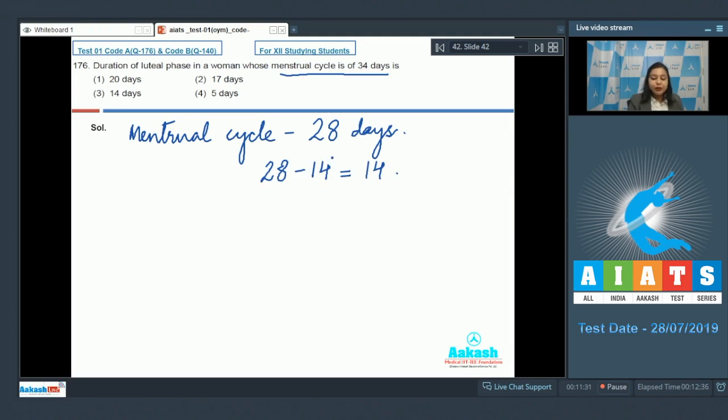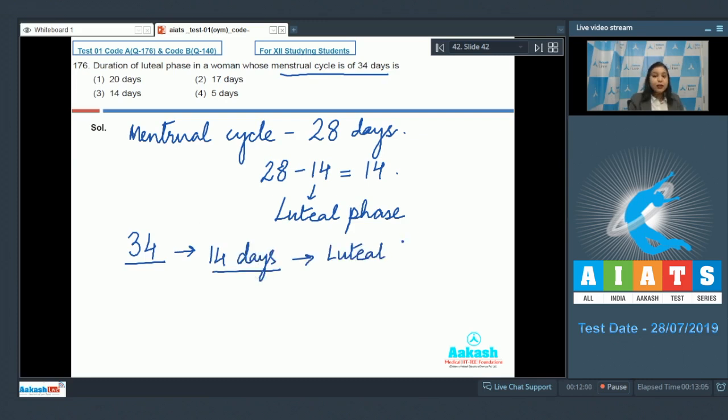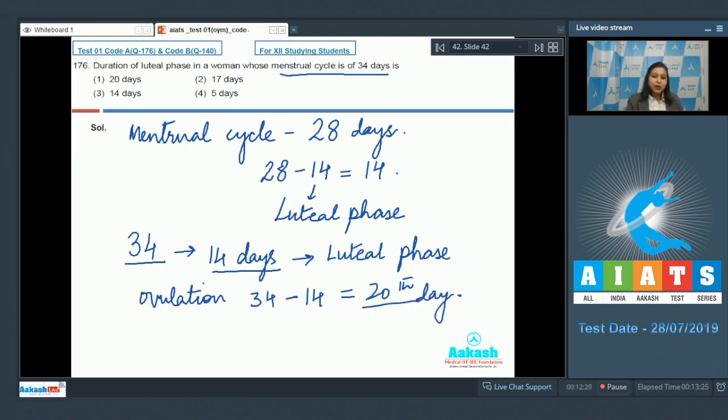Alright, because out of the whole cycle of 28 days, we have subtracted the duration of luteal phase. Now, in a woman whose cycle lasts 34 days, the luteal phase is anyway going to be for 14 days. And that is what our question is asking us. The luteal phase lasts for how many days? So the ovulation also would occur just before 14 days. So we do a 34 minus 14, that is 20th day the ovulation is going to occur. This is how we have to calculate.